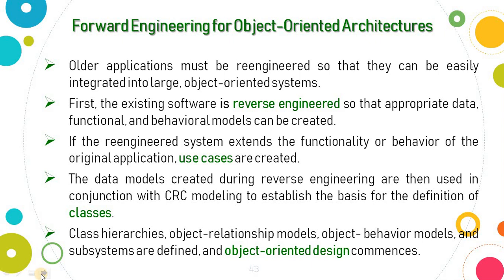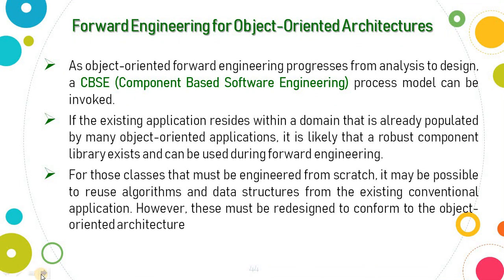The data models created during reverse engineering are then used in conjunction with the CRC to identify classes. Class hierarchies, object-oriented relationship models, object behavioral models and subsystems are defined, and object-oriented design commences. Then the object-oriented forward engineering progresses from analysis to design. A component-based software engineering process model can be invoked. If the existing application resides within a domain that is already populated by many object-oriented applications, it's likely that a robust component library exists and can be used during forward engineering.